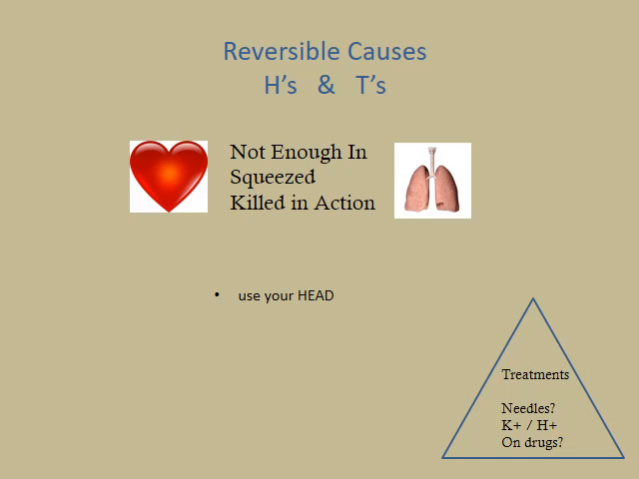Another way to look at reversible causes in those H's and T's is determining these three things. Not enough in your heart and lungs. Are your heart and lungs being squeezed? Or are your heart and lungs killed in action? If that's not the problem, then you have to use your head.